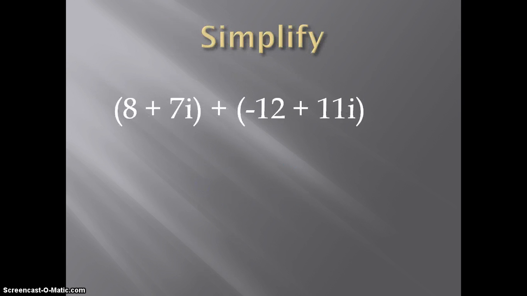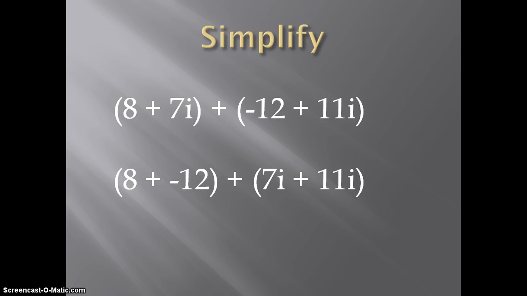Let's look at another example. Here I have the quantity 8 plus 7i plus the quantity negative 12 plus 11i. Combine my like terms. I have 8 plus negative 12, and then I combine 7i and 11i, and I simplify.